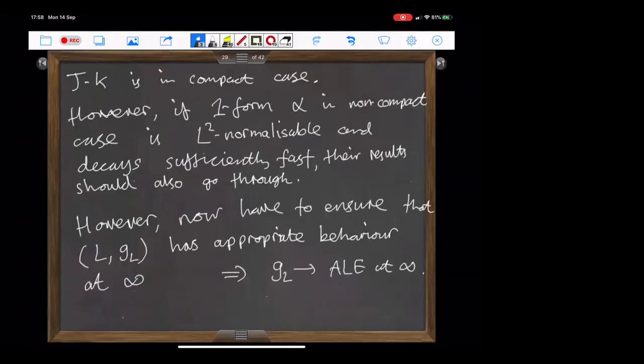Now we're in a non-compact case, but what can one say? Well, if the 1 form, let's call it alpha, is L2 normalizable and decays sufficiently fast, one expects some of their results ought to go through. But now we also have to think about the metric at infinity. Essentially, in order to apply their results, one needs that the induced metric on the 3-manifold becomes locally flat at infinity, because that's the sort of model that they're starting with in their construction.